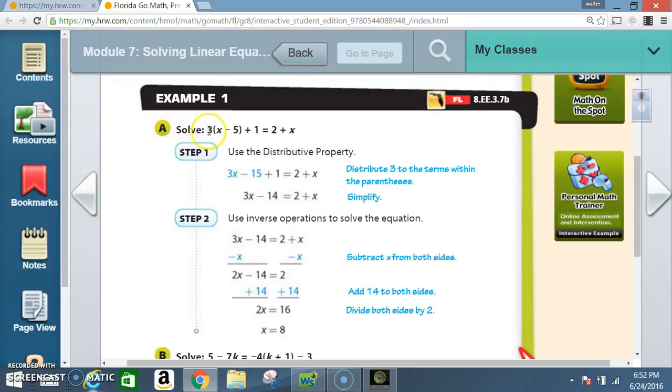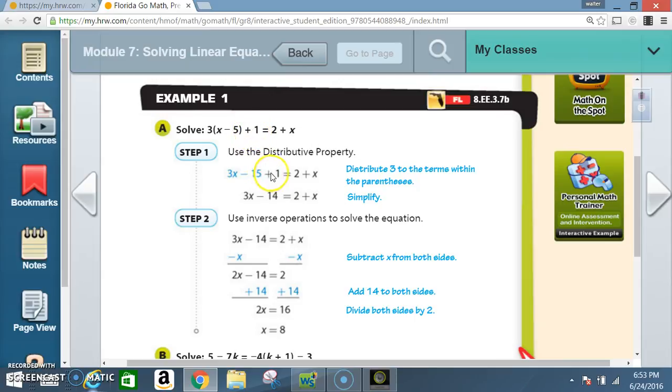A. Solve 3 times x minus 5, plus 1, is equal to 2 plus x. Step 1. Use the distributive property. Distribute 3 to the terms within the parentheses. So we had 3 times x minus 5. First we say 3 times x, and then 3 times that negative 5. So 3 times x is 3x. 3 times a negative 5 is a negative 15.